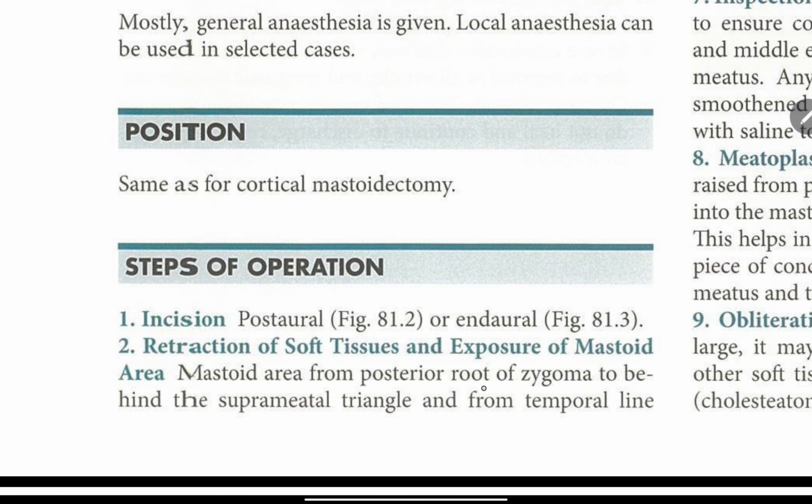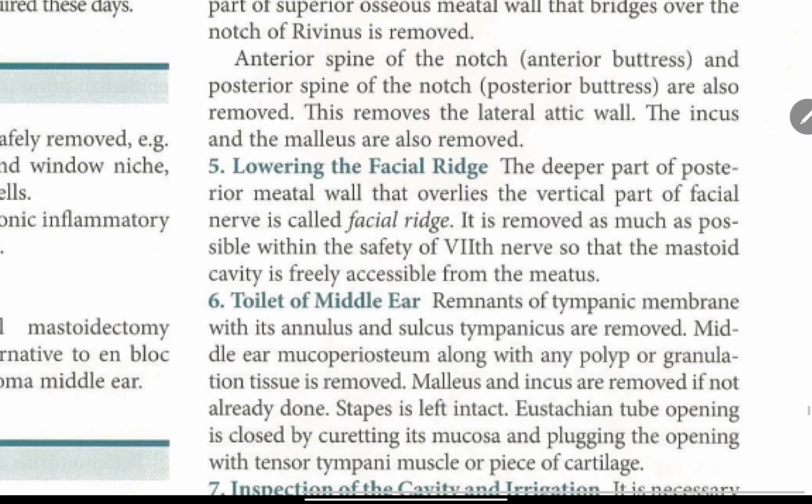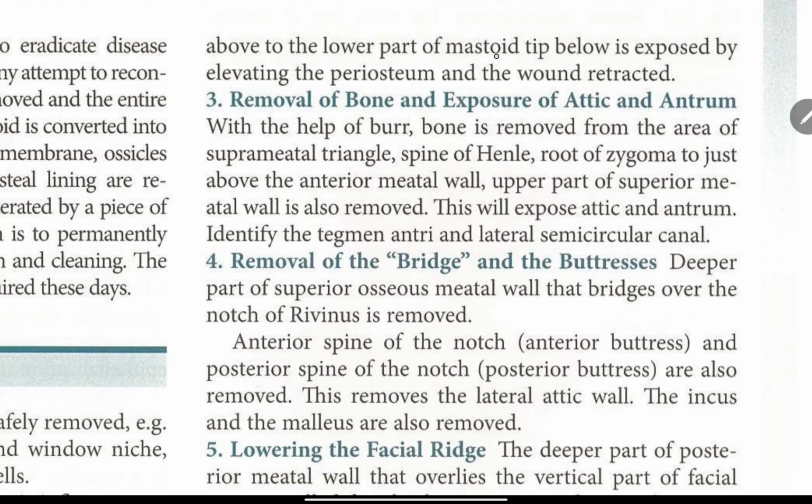Mastoid area from posterior root of zygoma to behind the suprameatal triangle, and from temporal line above to the lower part of the mastoid tip below, is exposed by elevating the periosteum and wound retracted. 3. Removal of bone and exposure of attic and antrum. With the help of burr, bone is removed from the area of suprameatal triangle, spine of Henle, root of zygoma to just above the anterior meatal wall. Upper part of the superior meatal wall is also removed. This will expose attic and antrum, identify the tegmen antri and lateral semicircular canal.